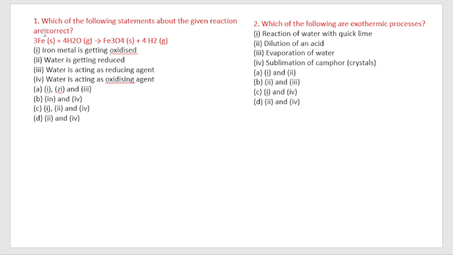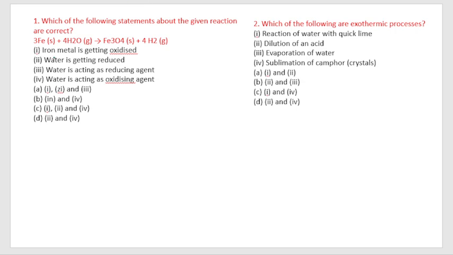Let us come to the first question. Which of the following statements about the given reaction are correct? Read the options also. Okay. 3Fe plus 4H2O gives Fe3O4 plus 4H2. These four are actually not options, these are part of the question only, and this A, B, C, D are your options for the question. You have to go through all the parts 1, 2, 3, 4 carefully, then only you have to write or mark the answer.